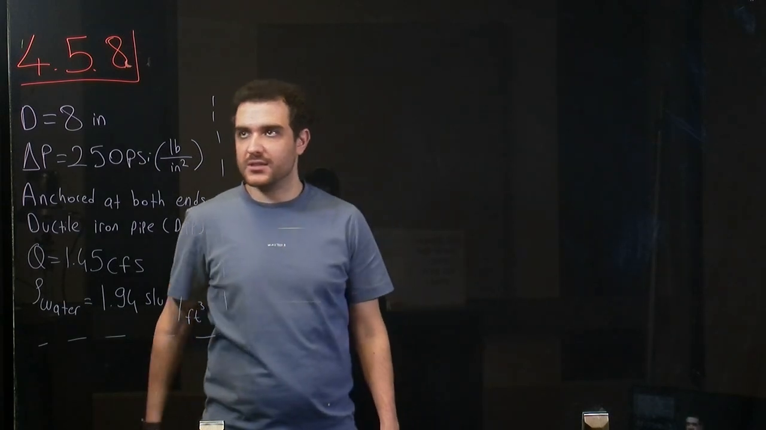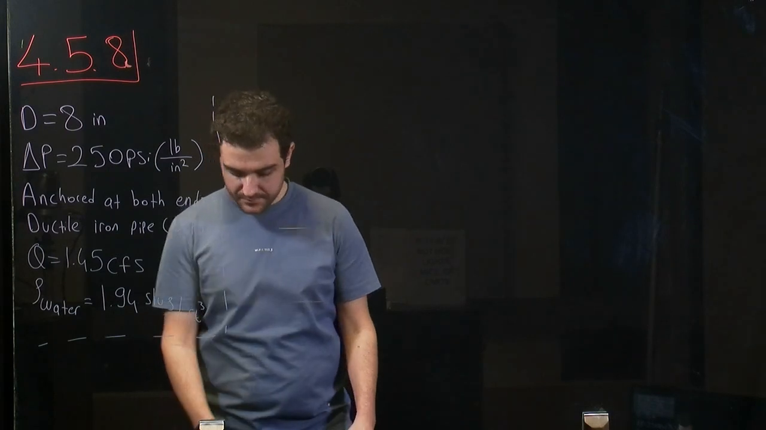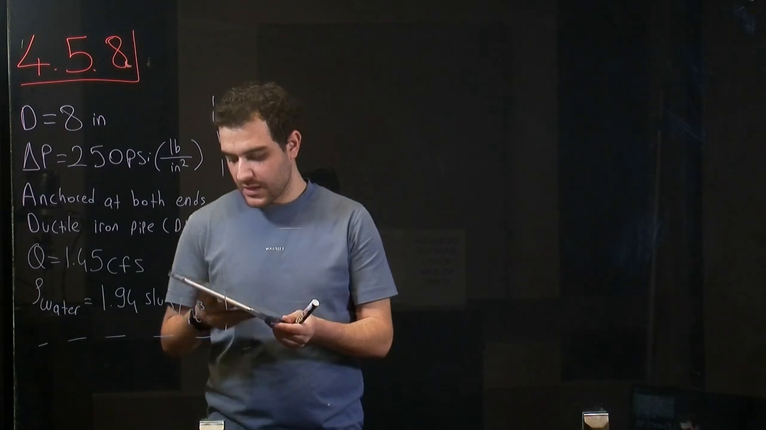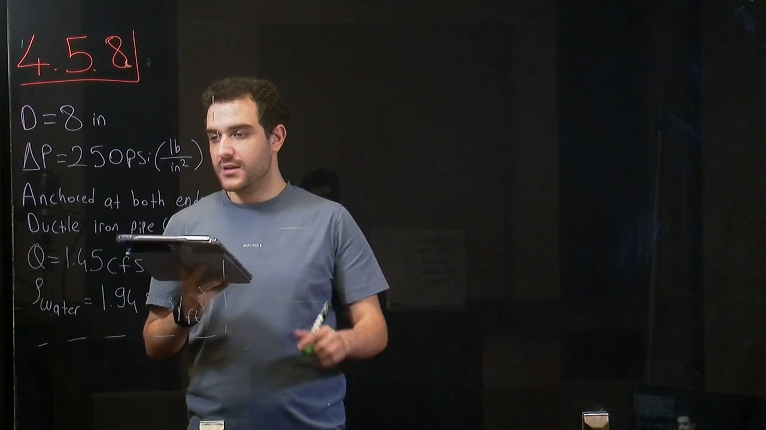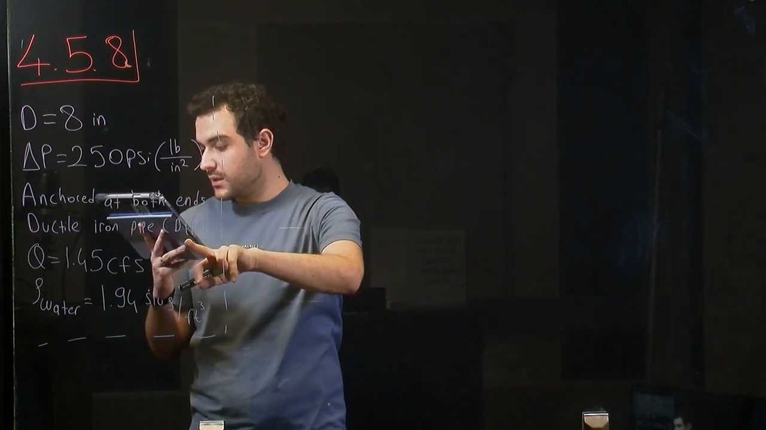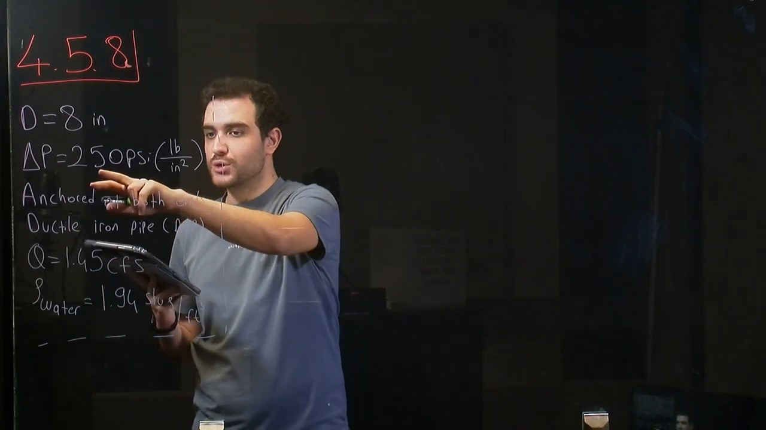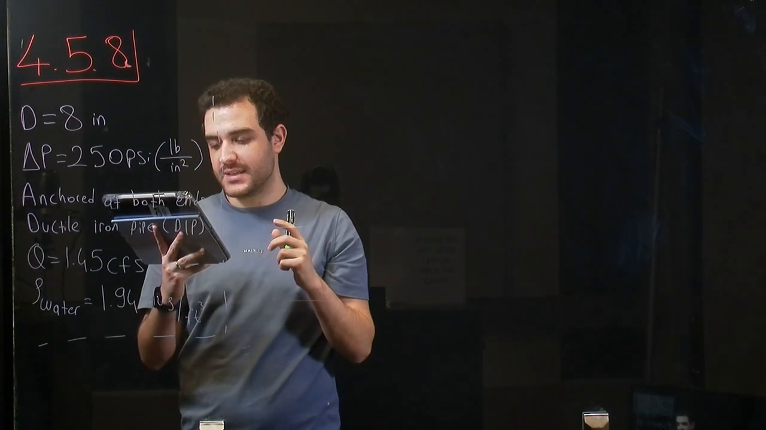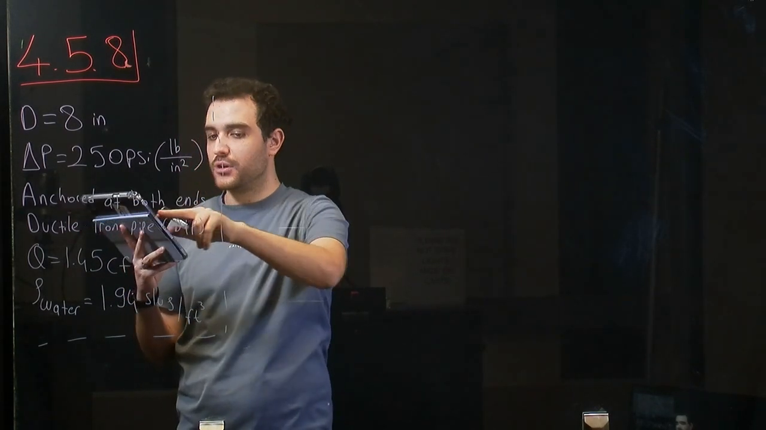Okay, let's continue with question 3, which is 4.5.8. Again, let's start with reading the question. In this question, we need to determine the required pipe thickness of an 8-inch diameter DIP pipe, and this pipe should withstand a water hammer pressure of 250 psi. Here the operational head loss is assumed to be negligible, and the pipeline is anchored at both ends.